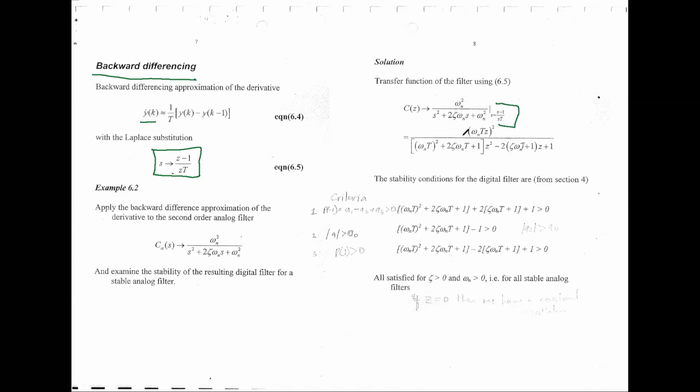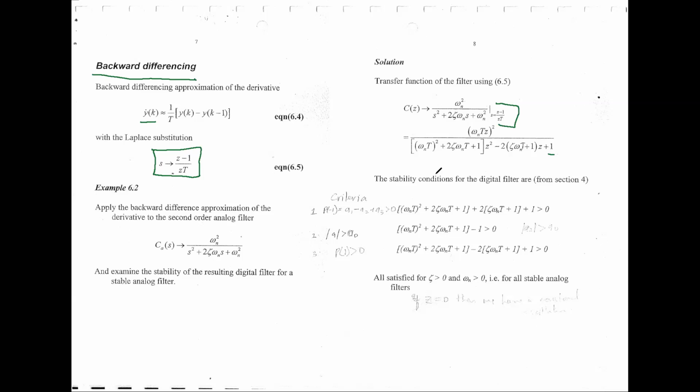So what you will get is omega n times tz, whole thing squared, divided by this whole thing in square brackets. The coefficient of z squared is omega n times t squared plus 2 zeta omega n times t plus 1, z squared, minus 2 into zeta omega n times t plus 1, times z. So this is the coefficient of z, and the constant term is 1. So since the constant term is 1, we can say that it is likely to be a stable digital filter, but we also have to look at other stability conditions.